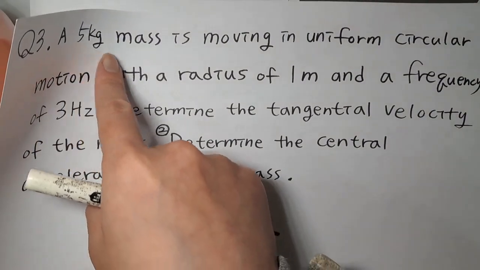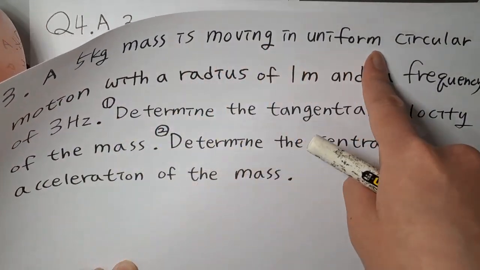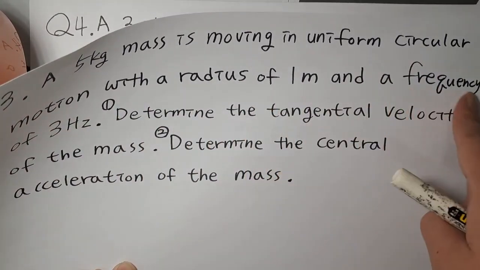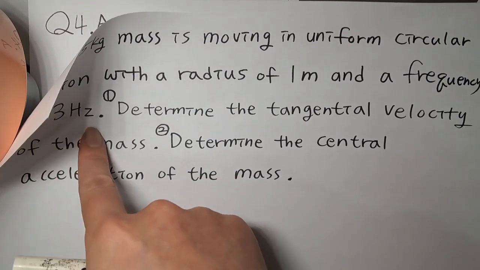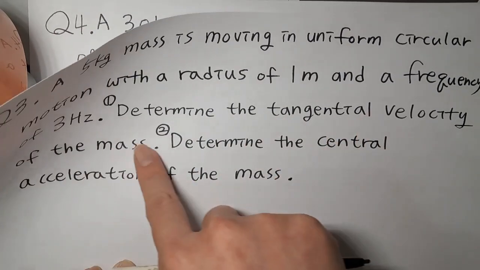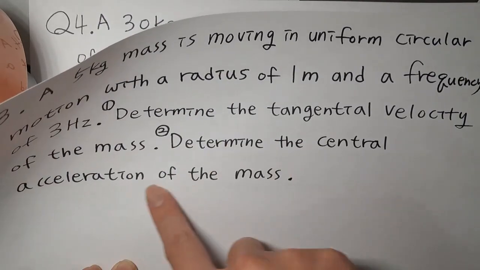A 5 kg mass is moving in uniform circular motion with a radius of 1 meter and a frequency of 3 Hz. Determine the tangential velocity of the mass. Determine the centripetal acceleration of the mass.